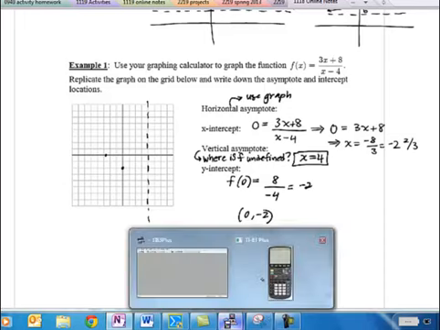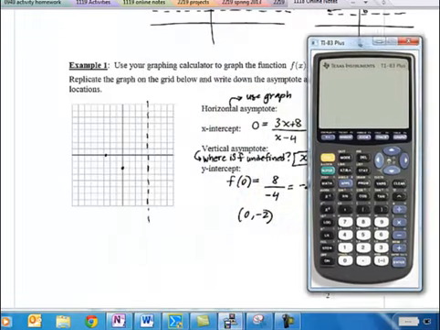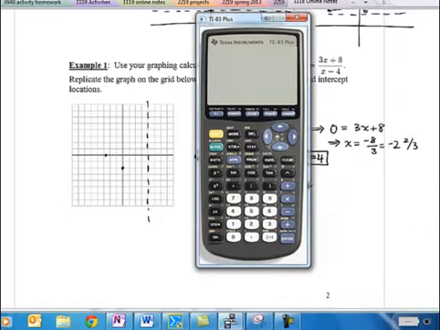Okay, so then let's pull up a graph for the rest of it. 3x plus 8 over x minus 4. Be very careful when you enter these onto your calculator. Put parentheses around the numerator and around the denominator. So make sure you enter it just like that. And let's make the window for the graph the same as the window we're looking at here. So negative 8 to 8, negative 8 to 8.